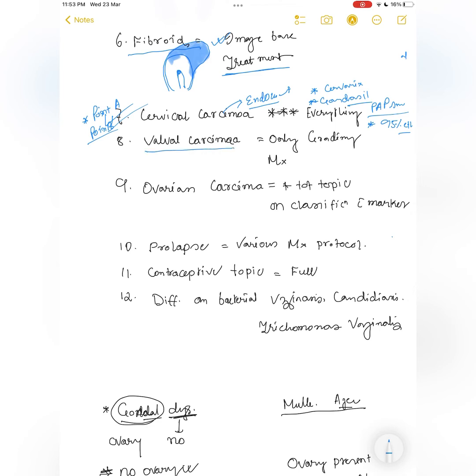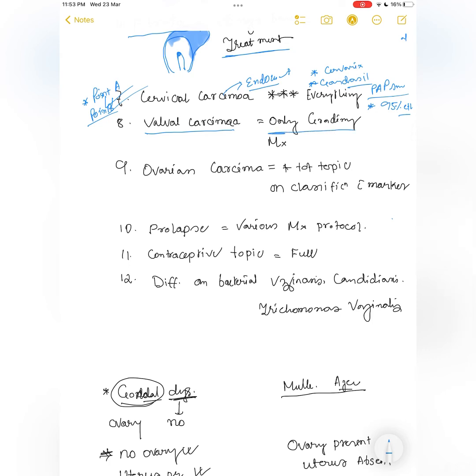Next is vulval carcinoma. There is already one question I have found, and only the grading I think is sufficient, 4 to 5 lines, and just the management is sufficient.